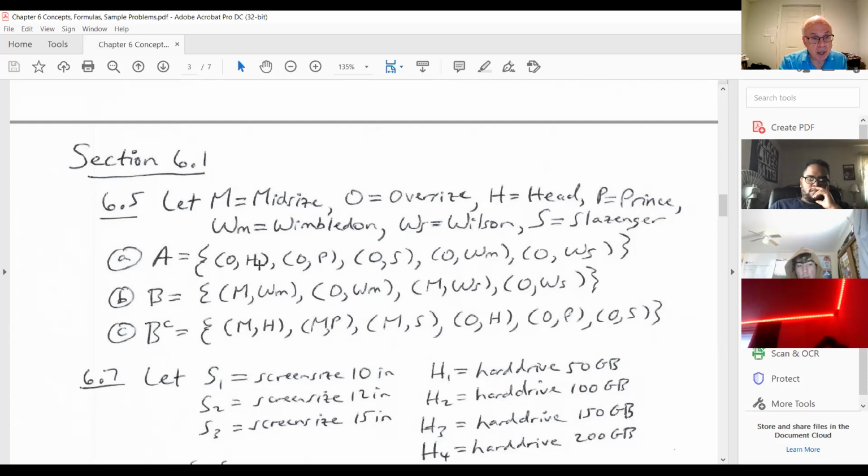And each one of these pairs here is basically the size of the racket and the brand. So O, comma H is an oversized Head racket. O, comma P is an oversized Prince racket. So obviously, if A is just the oversized rackets, how many outcomes are possible? 1, 2, 3, 4, 5 for the 5 different brands, right? On the oversized racket, there's only 5 outcomes possible. B denotes the event that the name of the brand purchased begins with a W. Well, there's 2 that begin with a W, the Wimbledon and the Wilson.